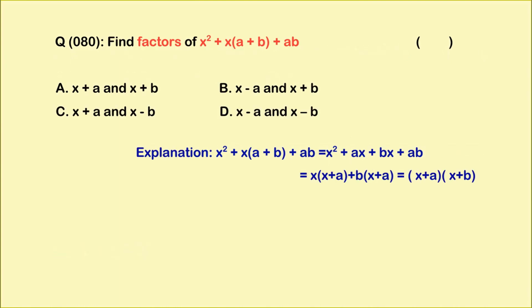Question number 80. Find factors of x square plus x of a plus b plus a into b. You can see in the explanation, x square plus x of a plus b plus ab is equal to x square plus ax plus bx plus ab. If you take x common from the first two terms, we will get x into x plus a. If you take b common from the last two terms, we will get b into x plus a. Both the terms have the same factor, x plus a. By taking x plus a as common, the remainder will be x plus b. So x plus a into x plus b are the factors of the given expression. So the right answer is A.